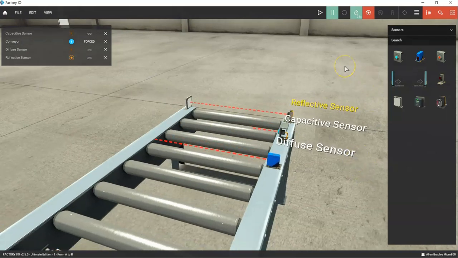All right, that was it. Just wanted to help show that a little better, and maybe that helps visualize how these sensors operate for you as well.